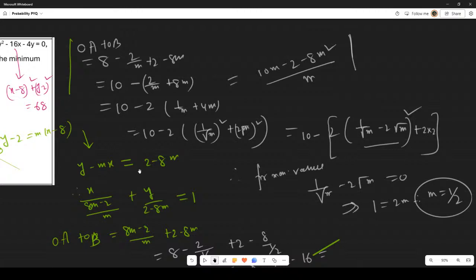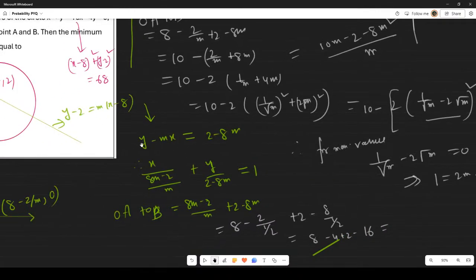This form is okay. I have written y minus mx, and 2 transferred to the right side, 2 minus 8m, divided by 2 minus 8m on both sides. Okay? Now this is coming this way: 8m minus 2 by m plus 2 minus 8m. You can see that the answer is not possible, so it will be the positive one. It is 2 minus 8m. M has to be what we found over there.